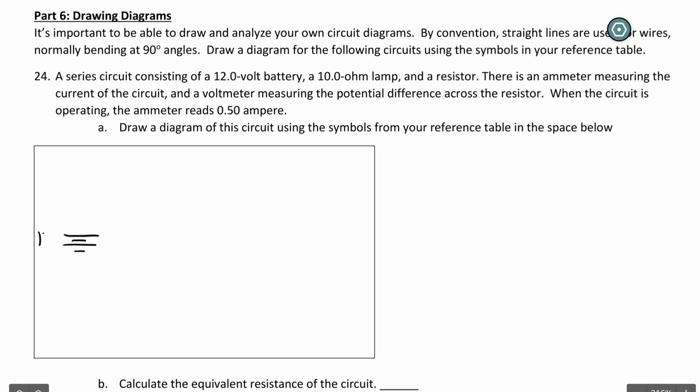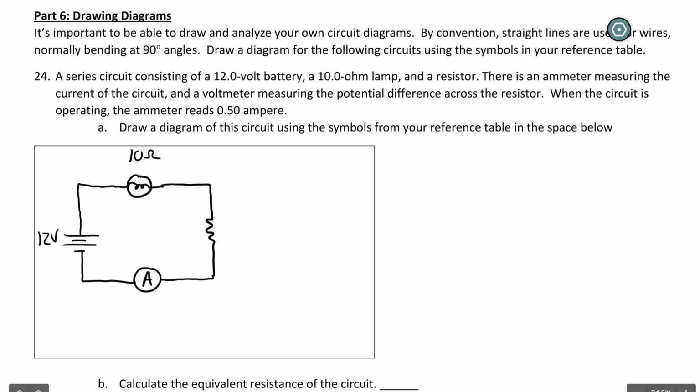And let's label them so we know. A 10 ohm lamp. So here I go, making my wires. 90-degree turn. There's my lamp, a little pigtail with the circle. And a resistor. So we know that this is 10 ohms, but we don't really know the resistor yet. Let's see. Anything else? There's an ammeter measuring the current of the circuit. Okay, so we have to add in an ammeter over here.